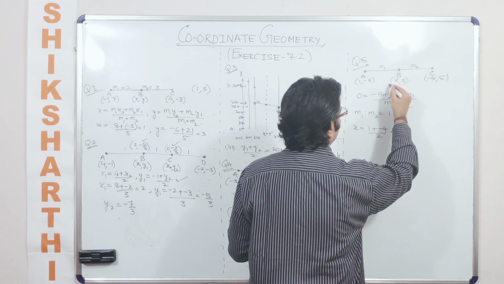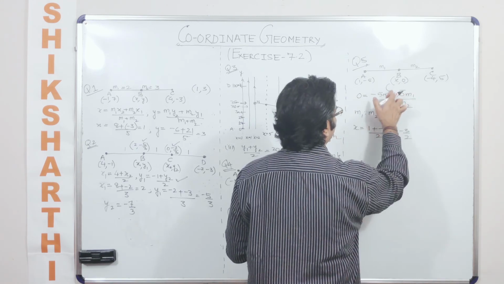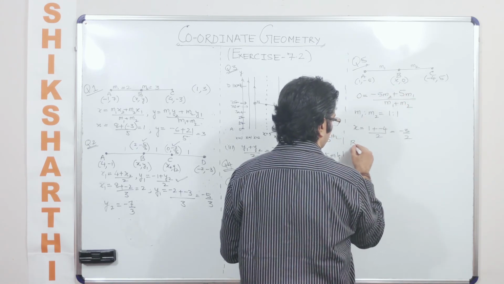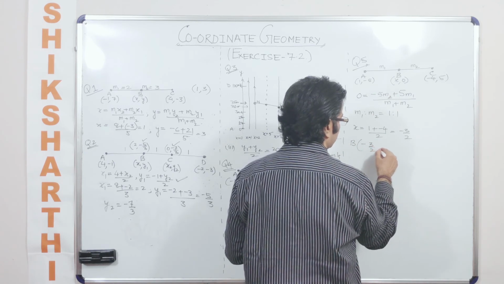So can I write down the coordinates of B? Maybe if not here, I can write it down here. So the coordinates of B are minus 3 by 2, comma 0.